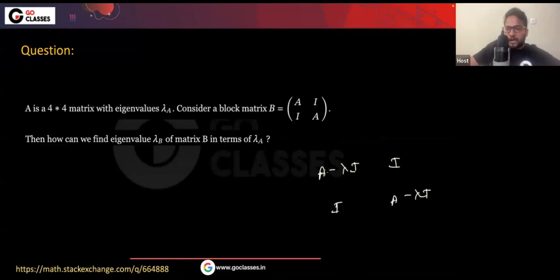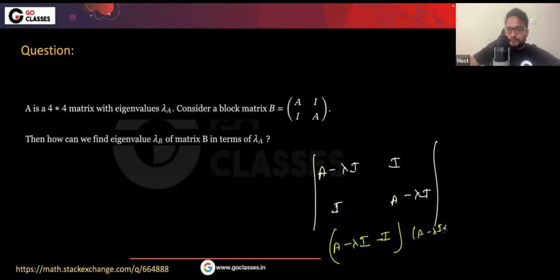Do you remember this kind of formulation? If you want to find the determinant of this kind of block matrix, then it will be A minus lambda I minus I, right? And A minus lambda I plus I. So let me go to the next page. Lambda A squared minus I. Yes, something like this, right? Lambda minus I whole squared minus I. Yes, so let me go to the next page.